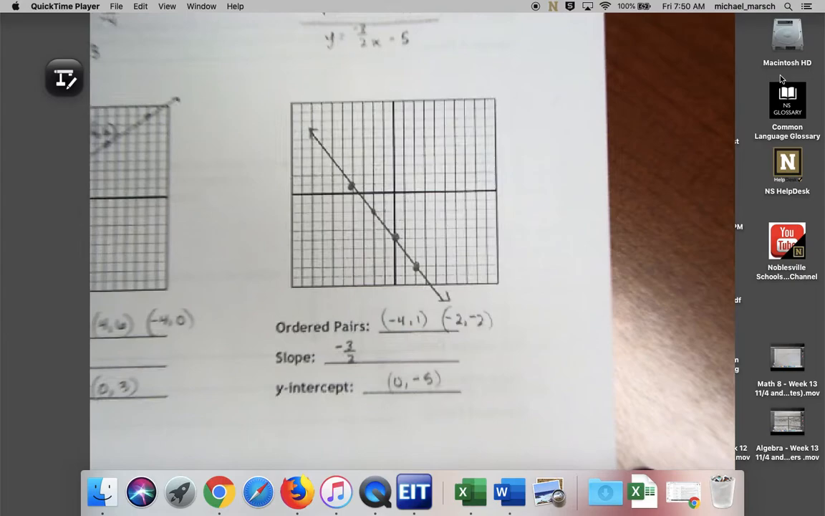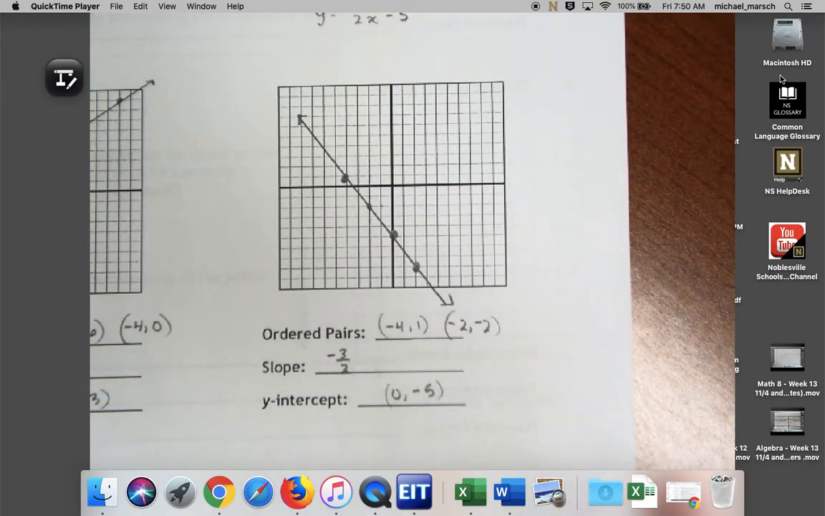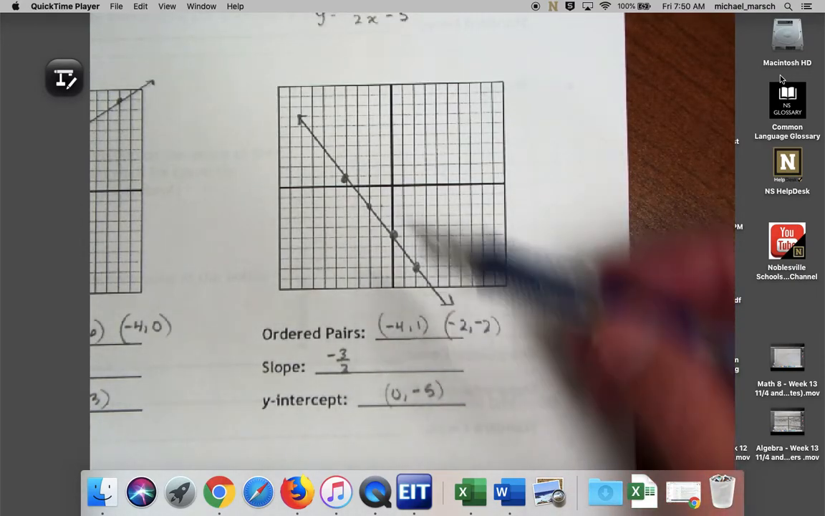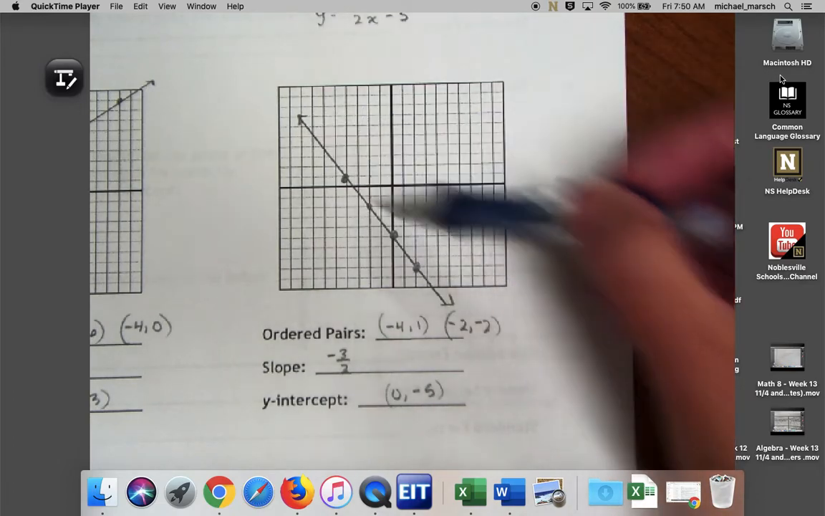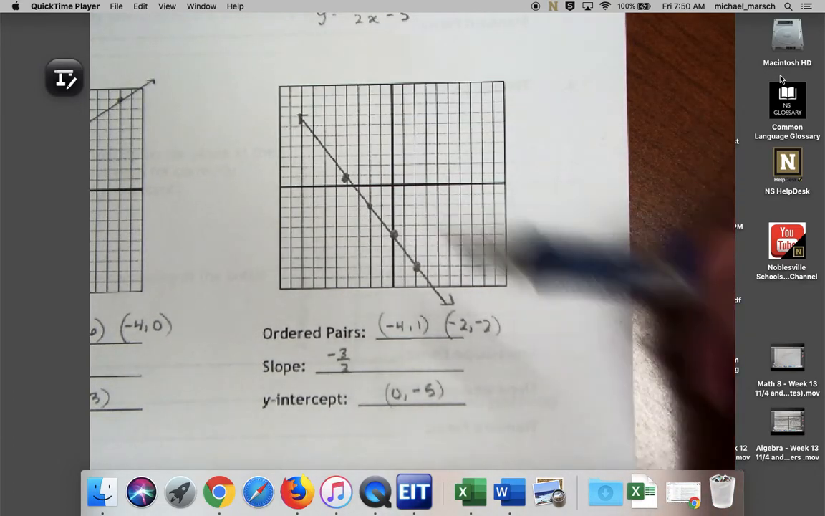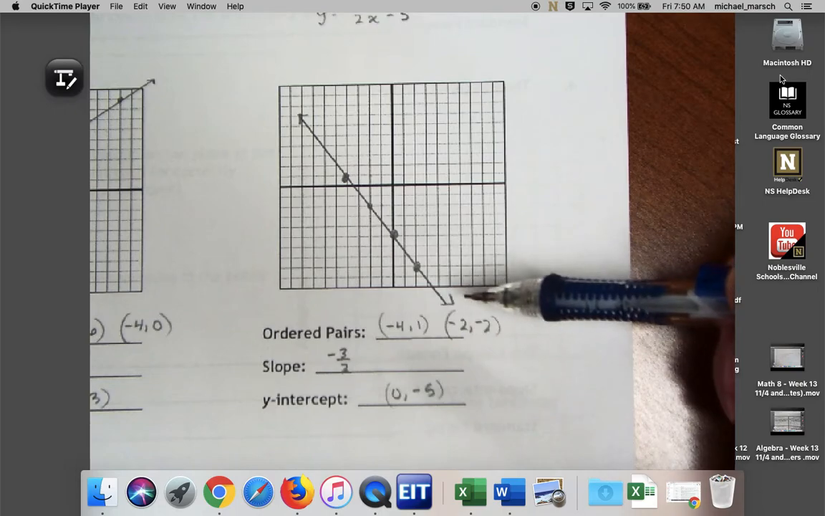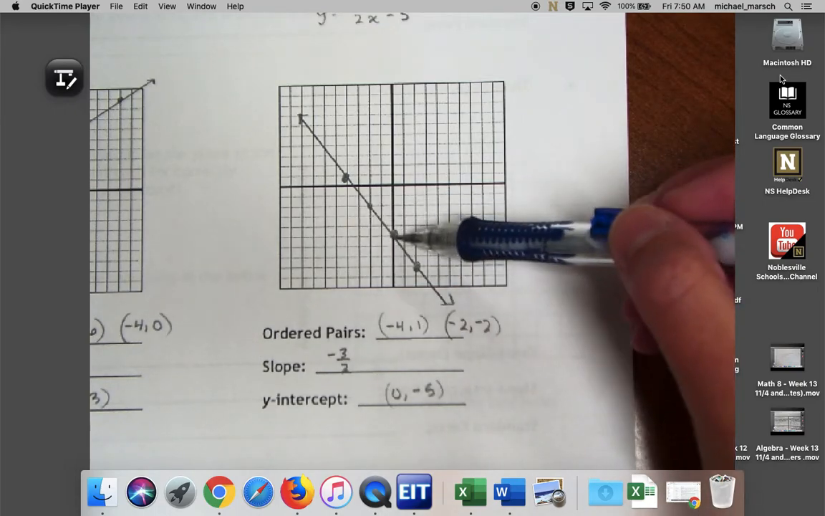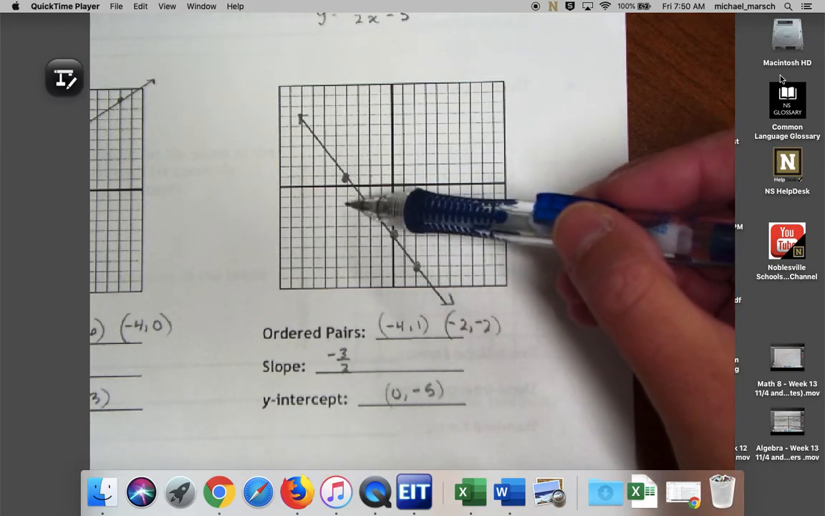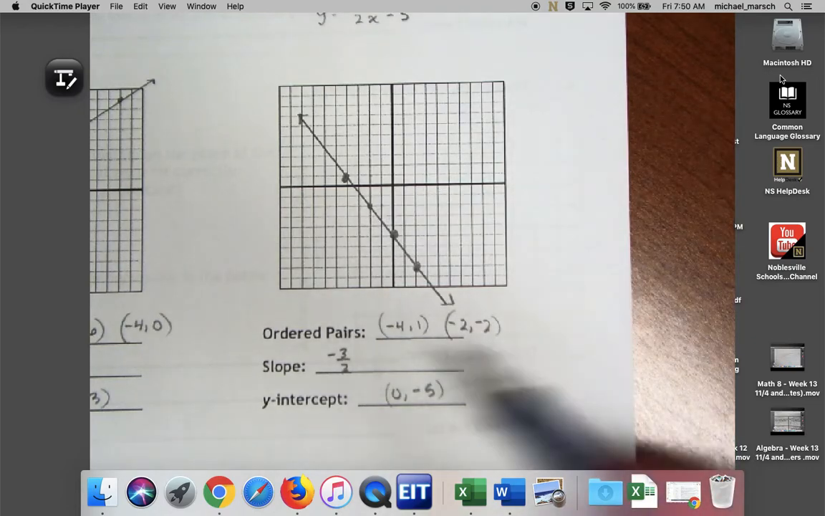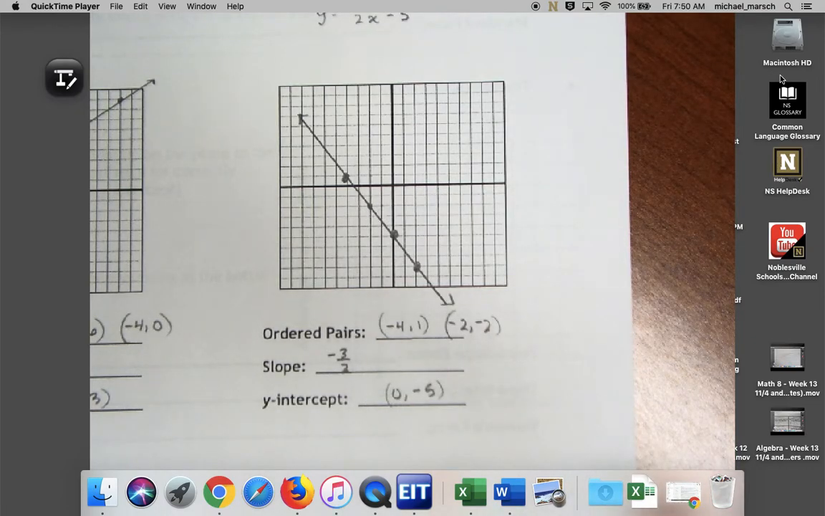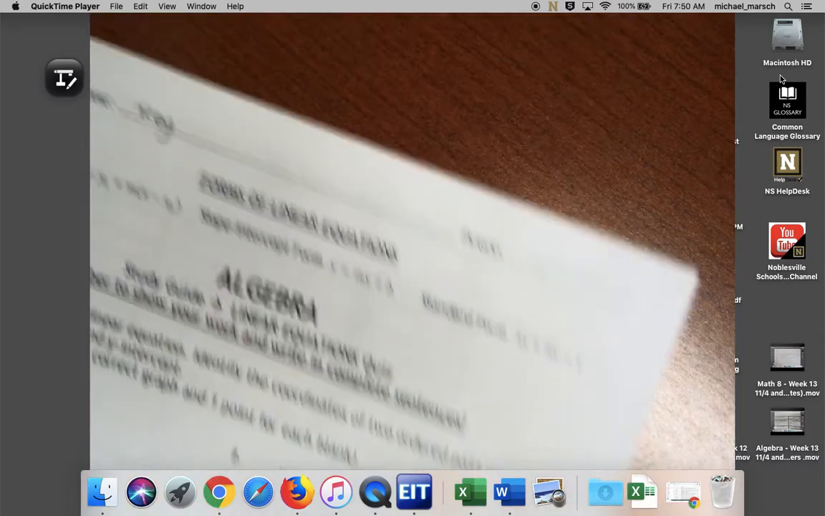So again, hopefully this is what you had for your answers. Remember, the ordered pairs can be any ordered pairs that are on that line. So maybe you chose the y-intercept. Maybe you chose this point, okay? It's totally up to you as far as that goes. As long as I can find them on your line, you're good. Let's move on to page 2.